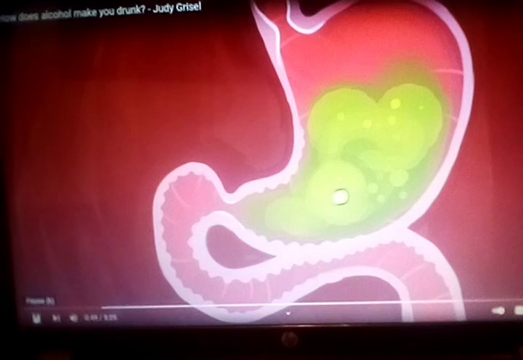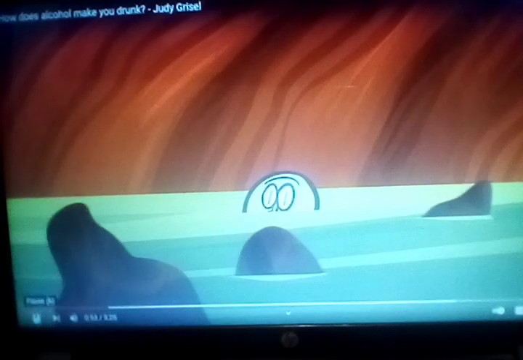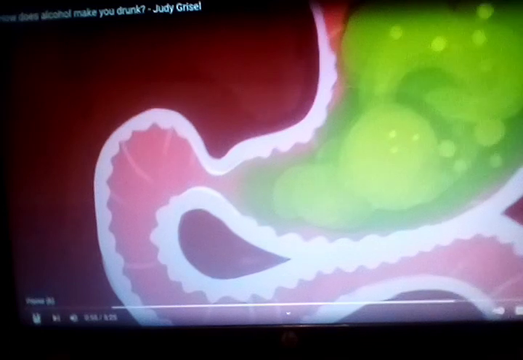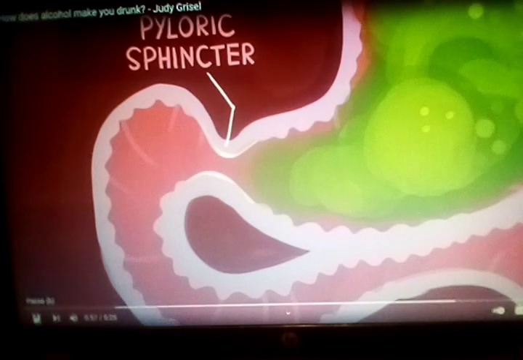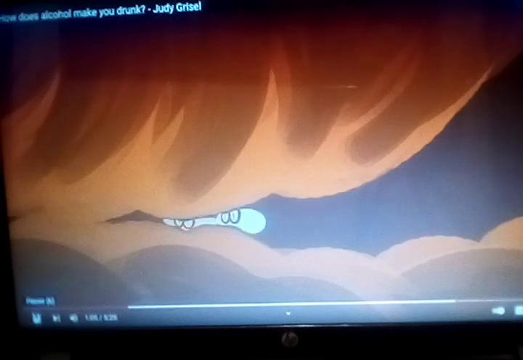Alcohol lands in the stomach and is absorbed into the blood through the digestive tract, especially the small intestine. The contents of the stomach impact alcohol's ability to get into the blood, because after eating, the pyloric sphincter, which separates the stomach from the small intestine, closes. So the level of alcohol that reaches the blood after a big meal might only be a quarter that from the same drink on an empty stomach.